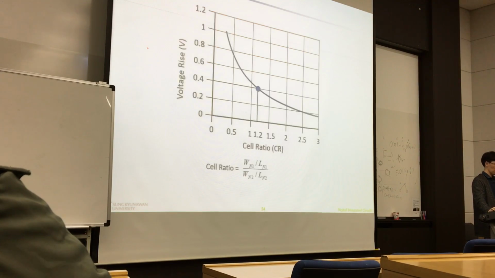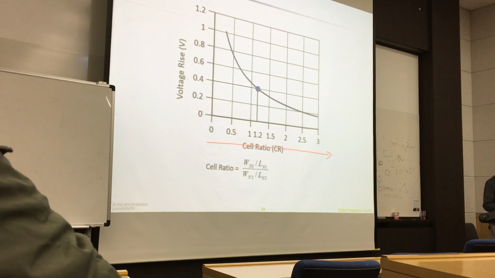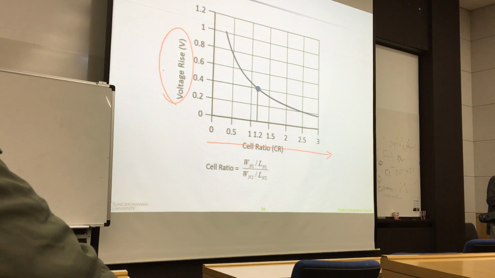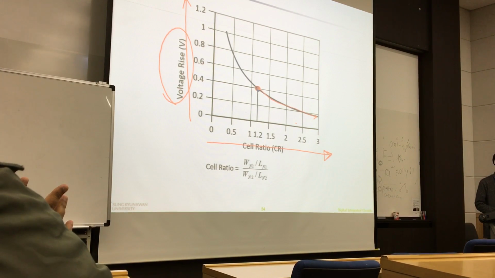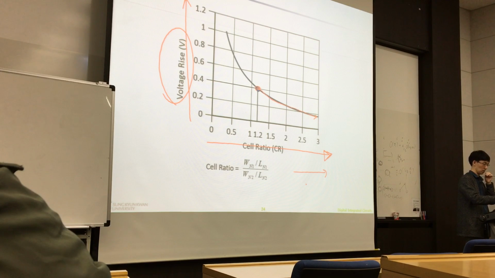So if you adjust your sizing ratio, your NMOS ratio, and plot that on the x-axis, and plot the amount of voltage that rises on the y-axis, it would look like this. As you make your pull-down NMOS wider, your fluctuation voltage would be smaller. So you actually want to stay on this side for read stability's sake.